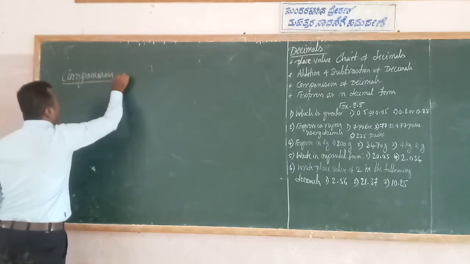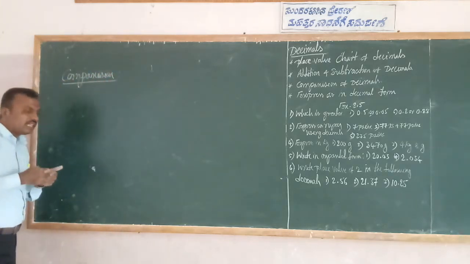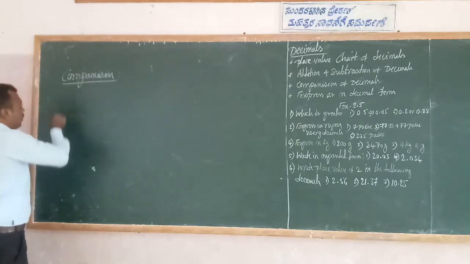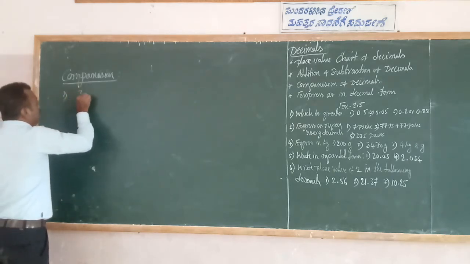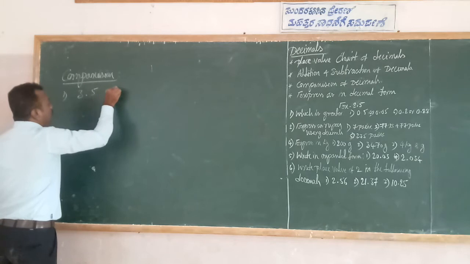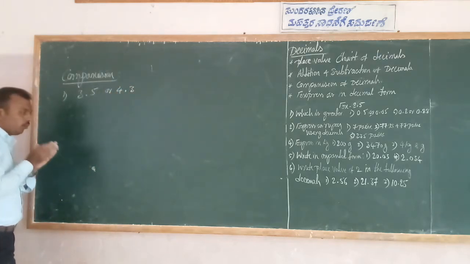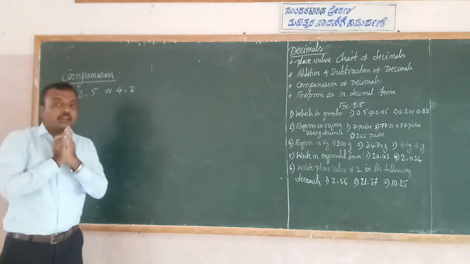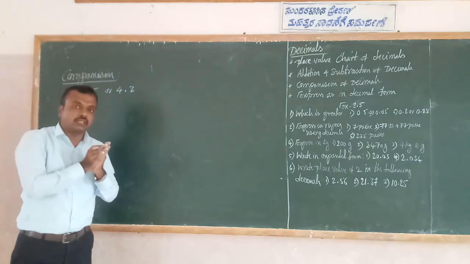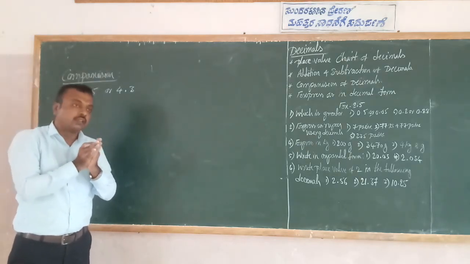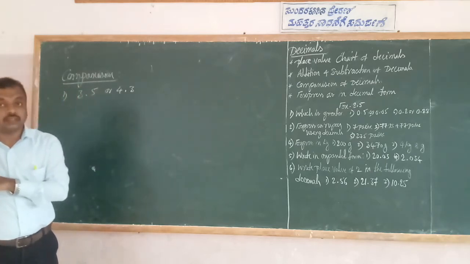Comparison. How are you doing the comparison? I mean, which is greater and which is smaller. Very simple. I will take one example. So 3.5 or 4.3. Very simple. So first we have to compare the ones place, after that 10th place, after that 100th place, like that. After the 10th, 100th, 1000th place.